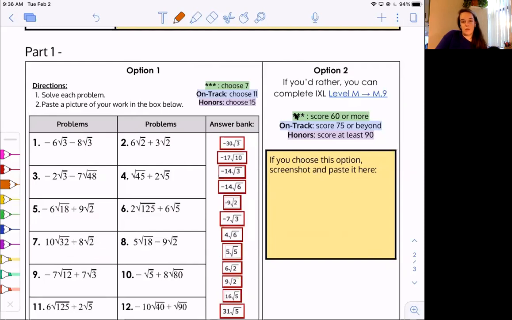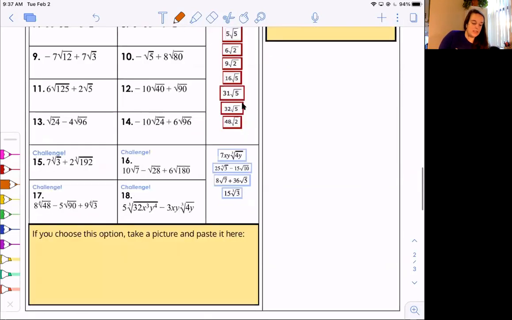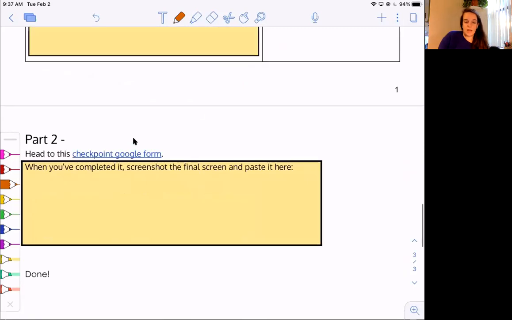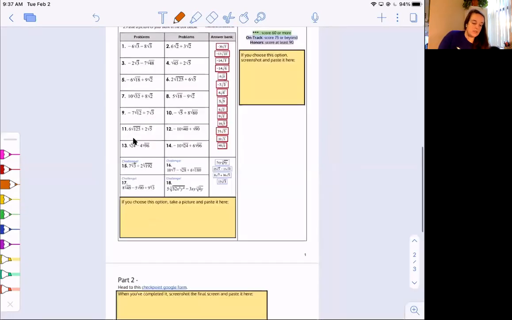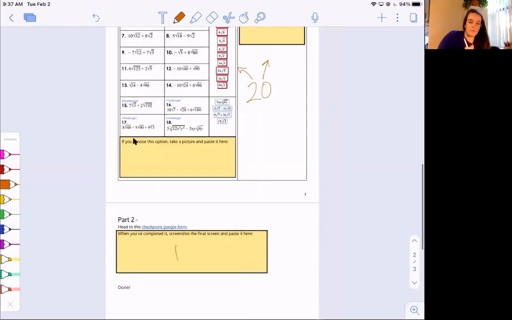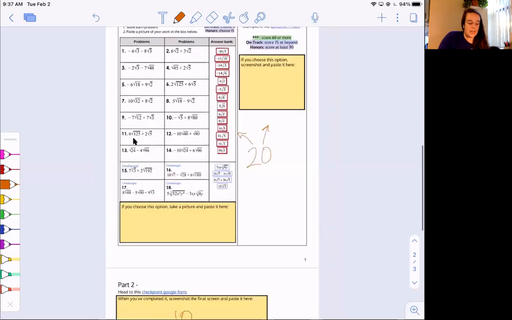Be careful that you go to the score or the number of problems that you should go to based on what you are at. If you really are up for a challenge, there are a few challenge questions here at the bottom. And then you have your checkpoint form. So that is it. In terms of points, you get 10 points for taking your notes. You get 20 points for this section, whether you do option 1 or option 2. Both are worth the same number of points. And you get 10 points for taking the checkpoint form, right? So that is how your points break down for today.